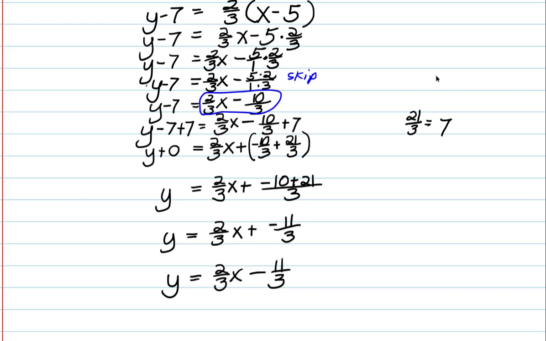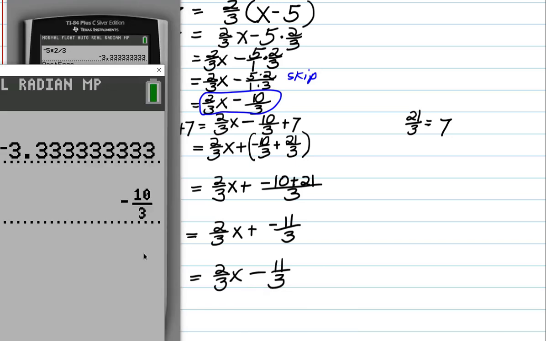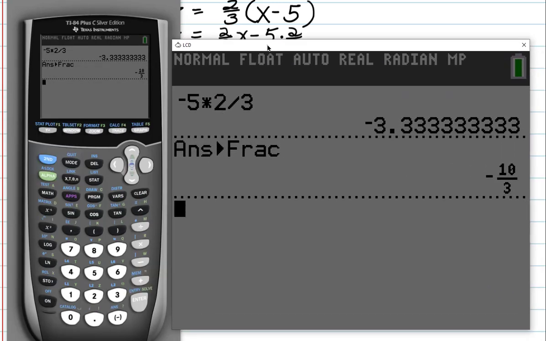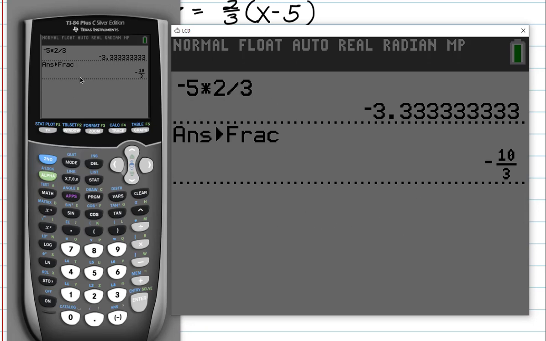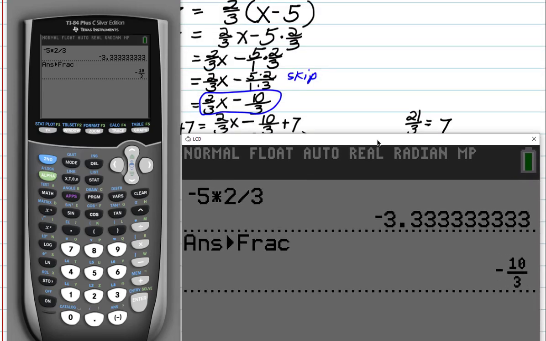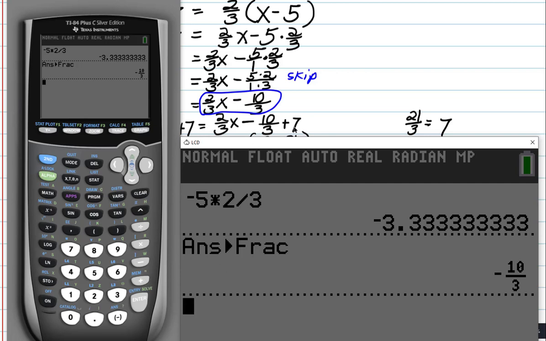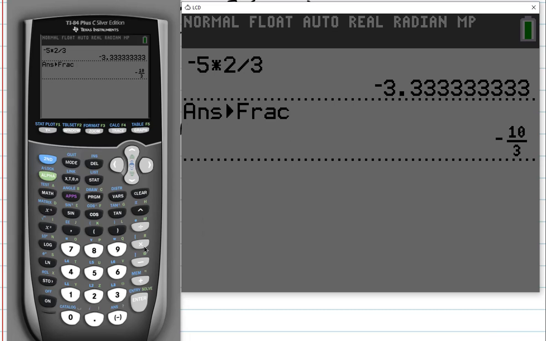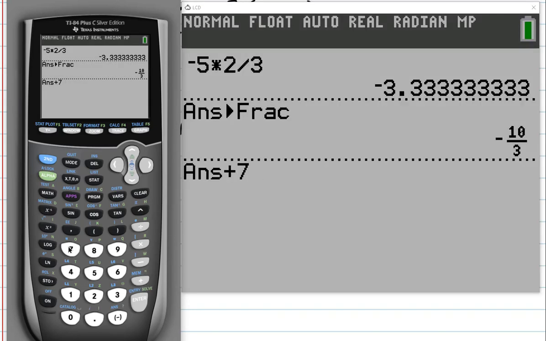Now, if you can remember that minus is also a negative, then what we can do is do the same thing in the calculator. Okay, now here I've got negative 10/3. That was the last answer I got. So I don't even need to type negative 10/3. All I have to do is click the plus sign and then 7. Plus 7. Because negative 10/3 is already in the computer's memory.